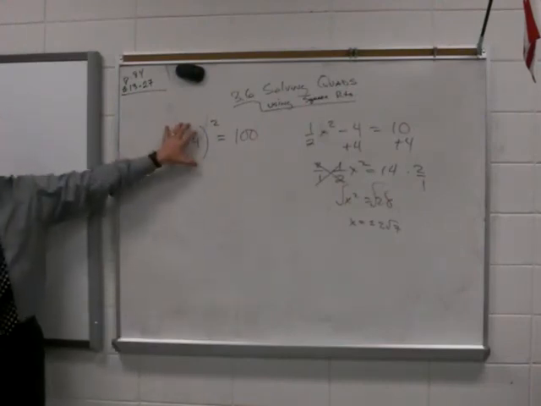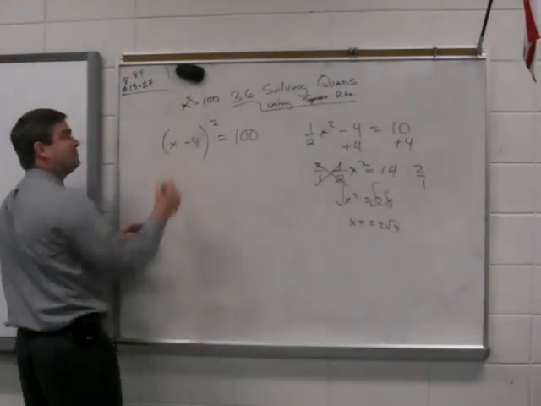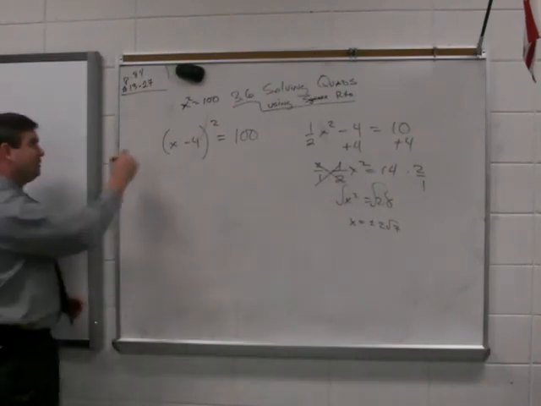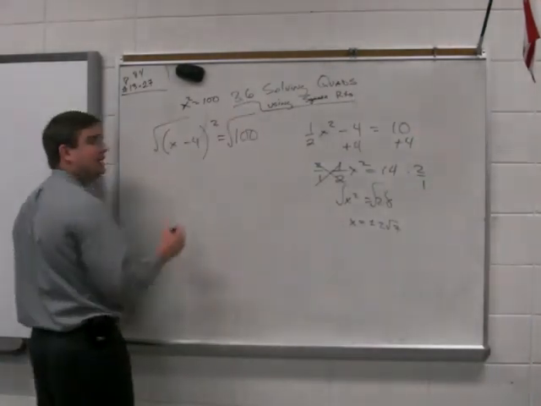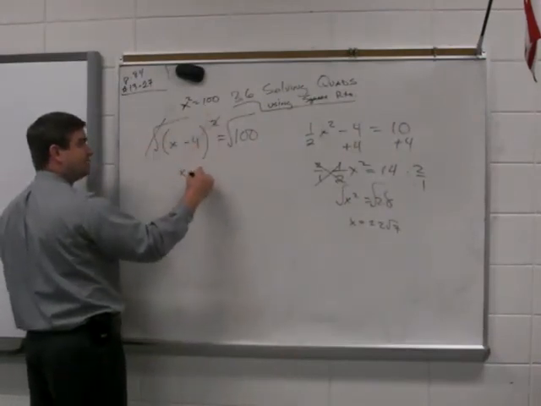Is the stuff squared by itself? See, this stuff here, this might as well be this. It's the same thing, right? We've got the stuff squared by itself. So I heard a bunch of you say it. You square root both sides. Square root the left, square root the right. The square root and the square cancel out, and I get x minus 4.